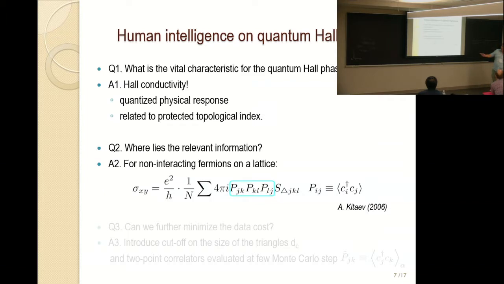Now, let's go one step further. The Hall conductivity will be the solution of our final goal. So what are the operators that contribute to that? We know that for non-interacting fermions on a square lattice, or for a generic lattice, sigma xy can be written down in this expression. Here Sijk is the area of the triangle defined by the three vertices, and Pjk, Pki, Pij are just two-point correlations.